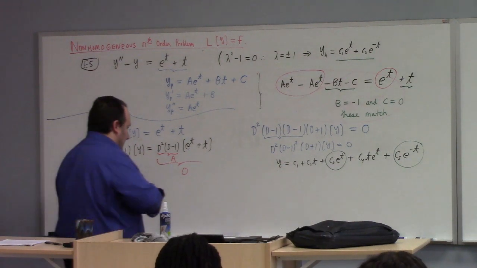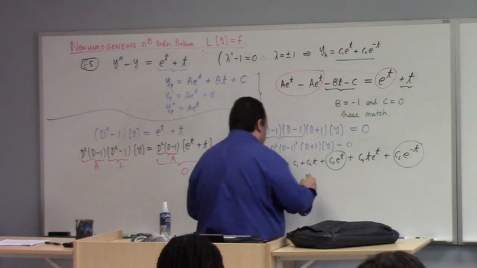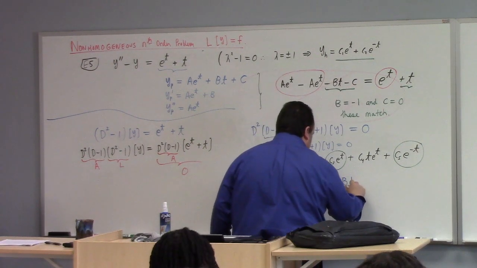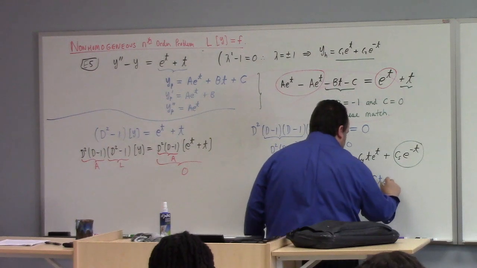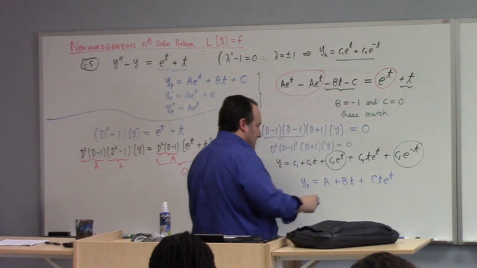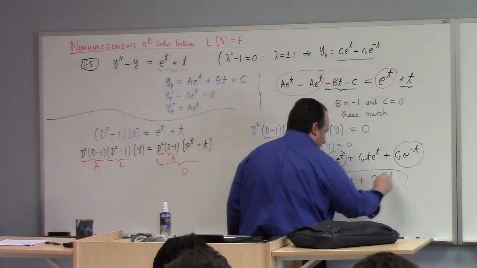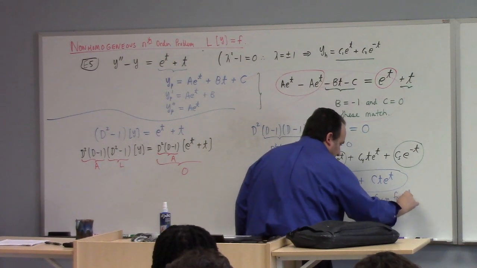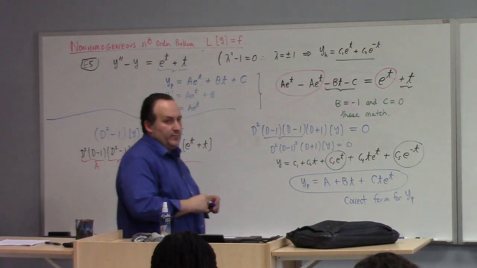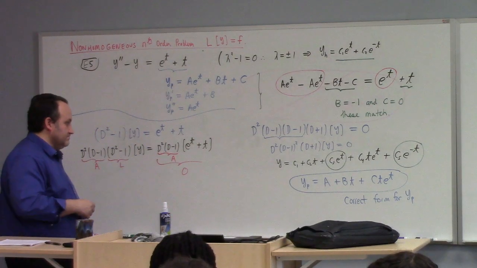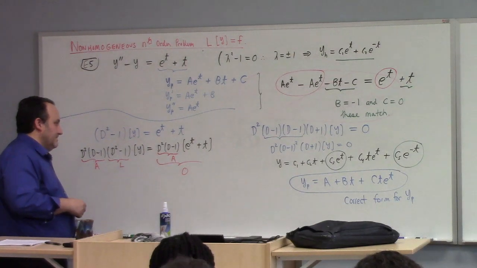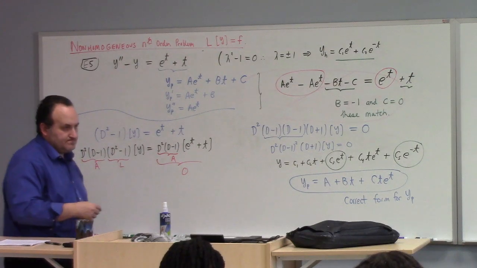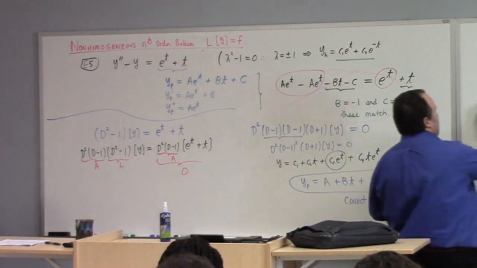So this prompts me to make not the naive guess anymore, but the proper guess that the particular solution should have the form A plus Bt plus Ct e^t. This is the correct form for the particular solution. And for that, you were looking at the D squared as well as the D plus 1. I have to look at the annihilator times L. Let's see if it works.